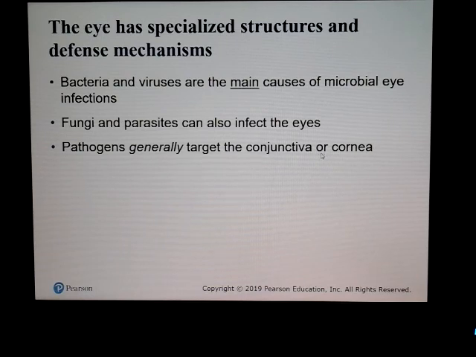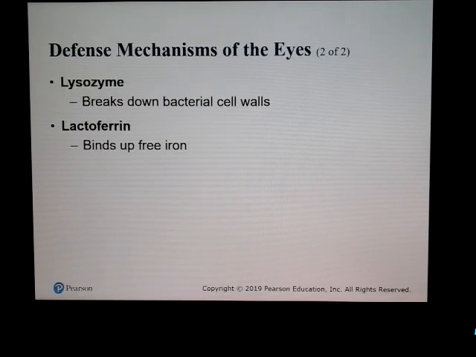When it comes to the eyes and infections of the eyes, there are several different types of microbes that can infect your eyes. Please know that the defenses of the eyes are lysozyme, which breaks down bacterial cell walls. Know that for your test. Also, lactoferrin, which binds up free oxygen. So both of these are important for you to know for your final, guys. These are defenses of the eye.